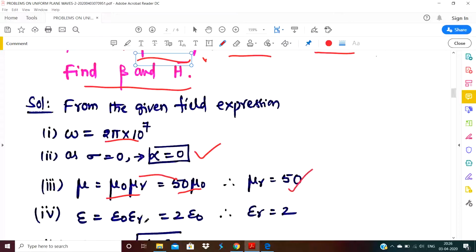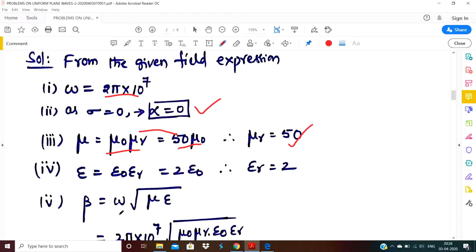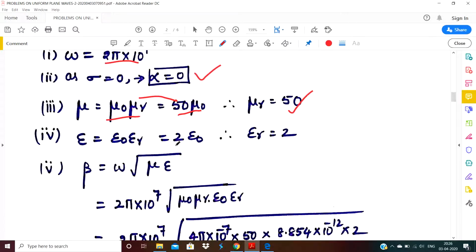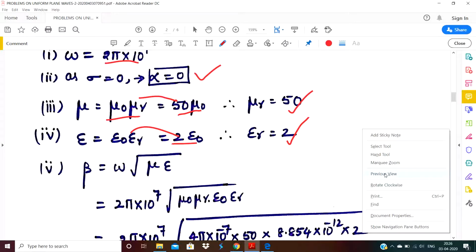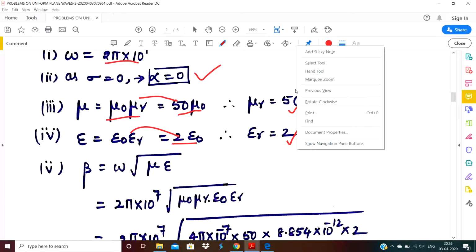This is clear. Next one is epsilon equals epsilon naught into epsilon r. It is given as 2 into epsilon naught. So from this, epsilon r, the relative permittivity, is 2. This is also clear. Next, we have to calculate the phase constant or phase shift constant.